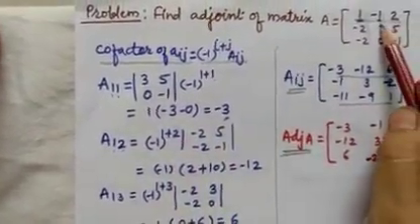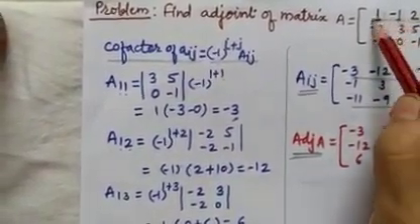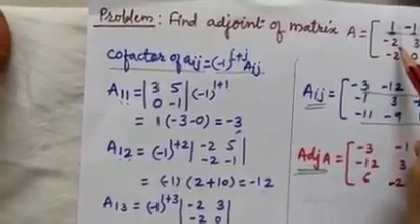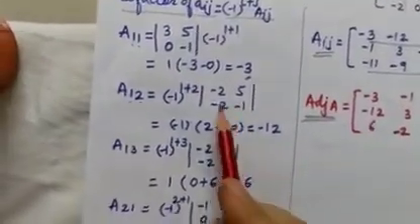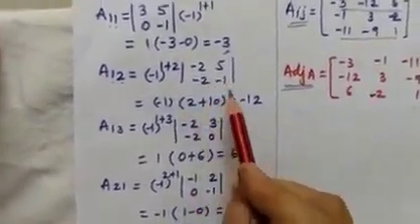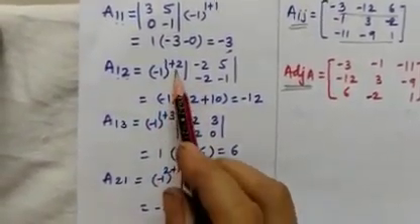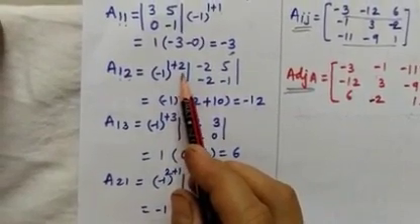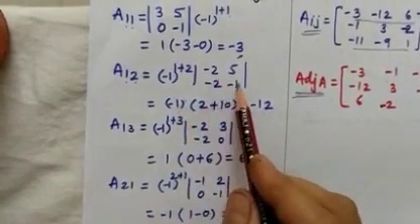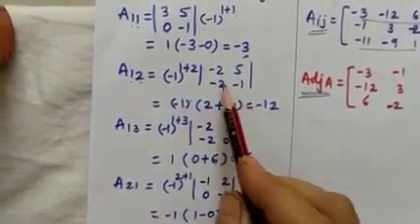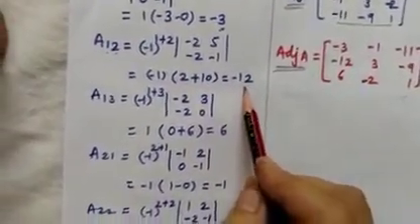Now A12, see the position. We want to find out the cofactor of this number. So again, striking off this row and this column, the elements are -2, 5, -2, -1. Simplify this, and (-1) raised to i plus j means -1, because i plus j is 3, odd, and if the power of -1 is odd, its value is negative. Simplify the determinant: -2 into -1 is 2, -2 into 5 is -10, 2 minus (-10) is plus, therefore it is equal to -12 we will get.